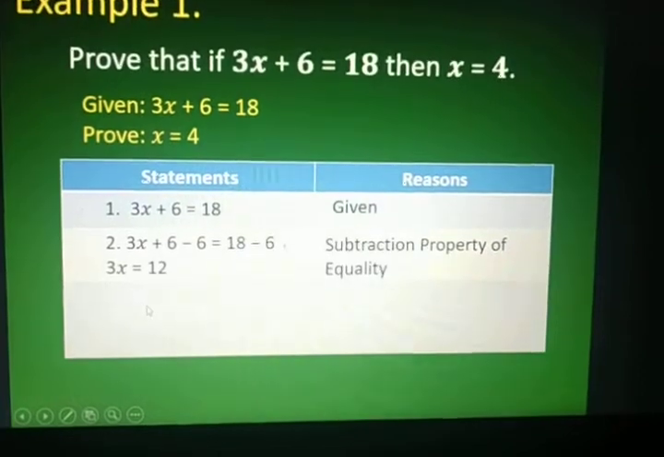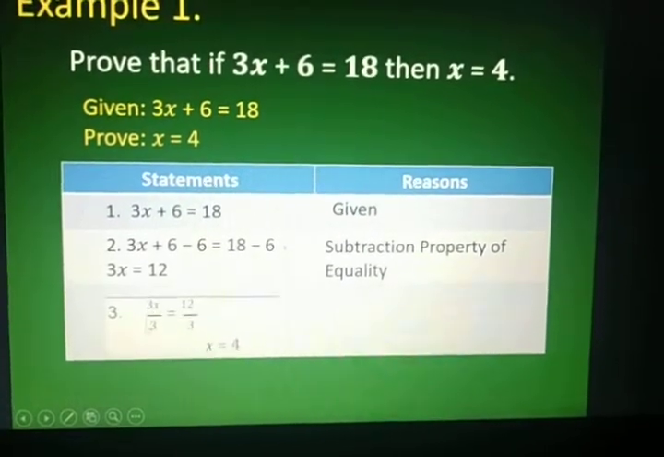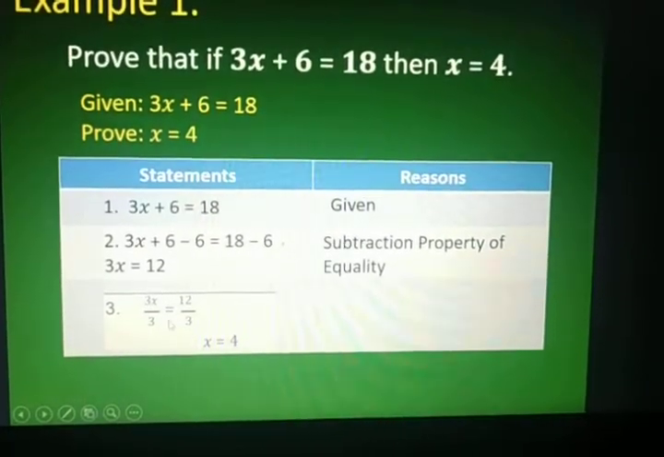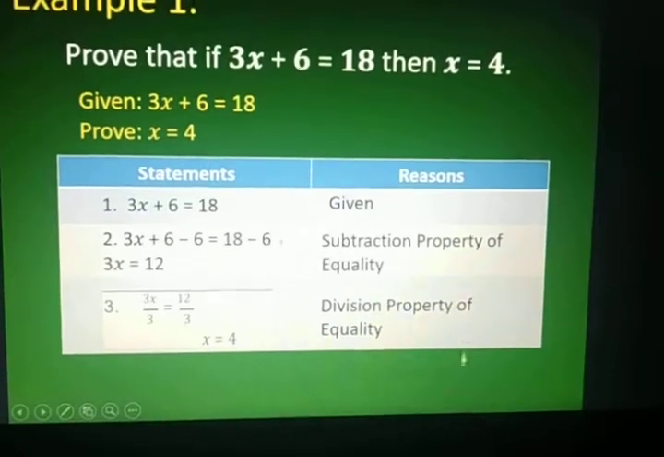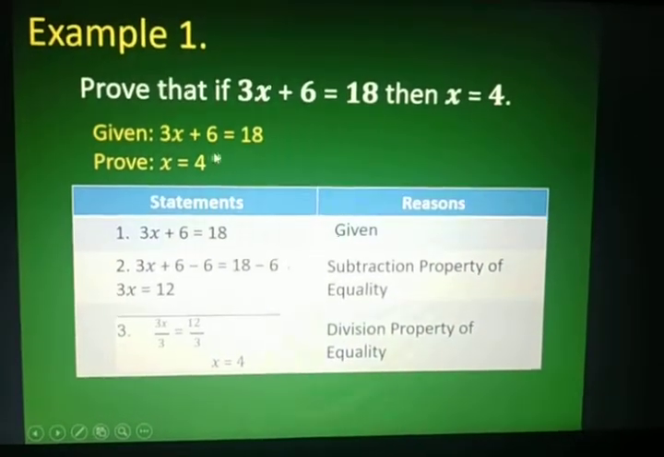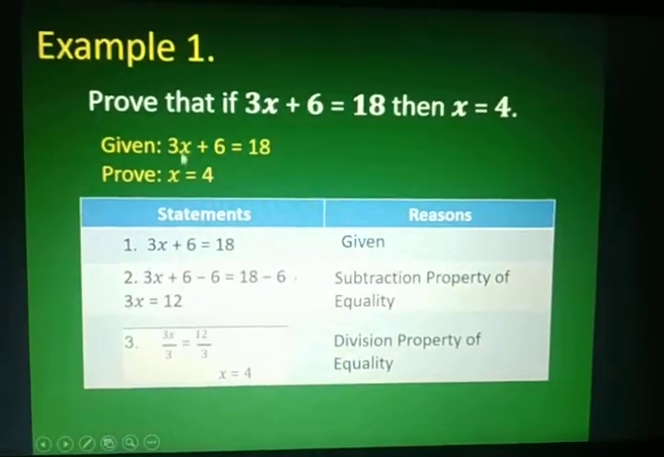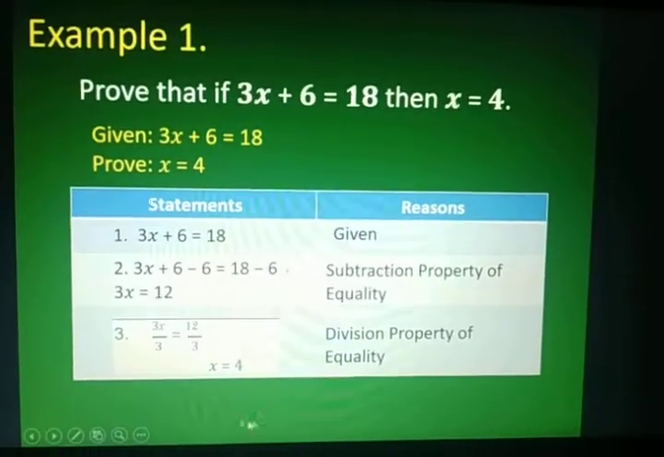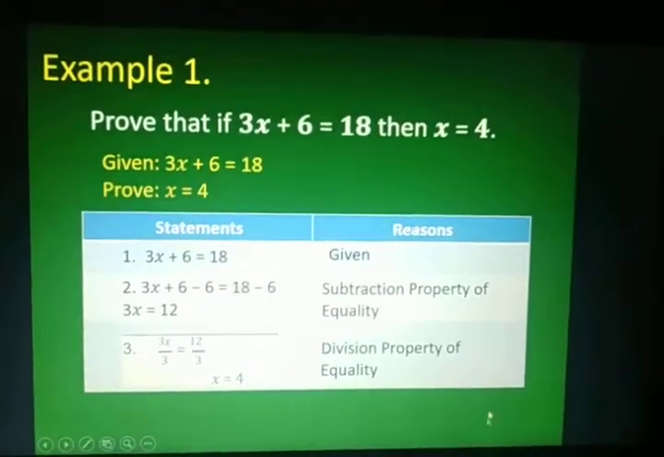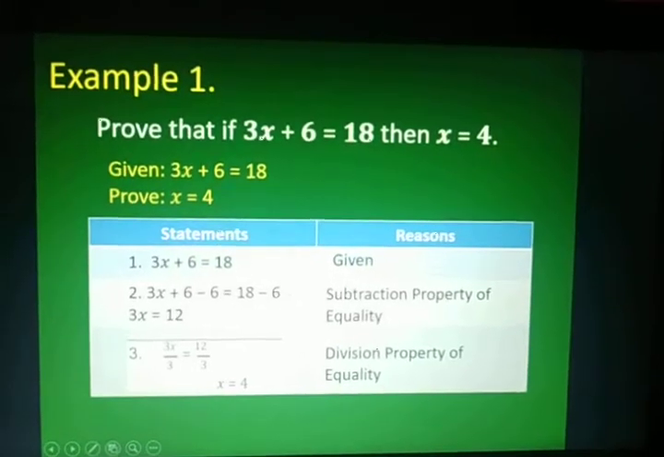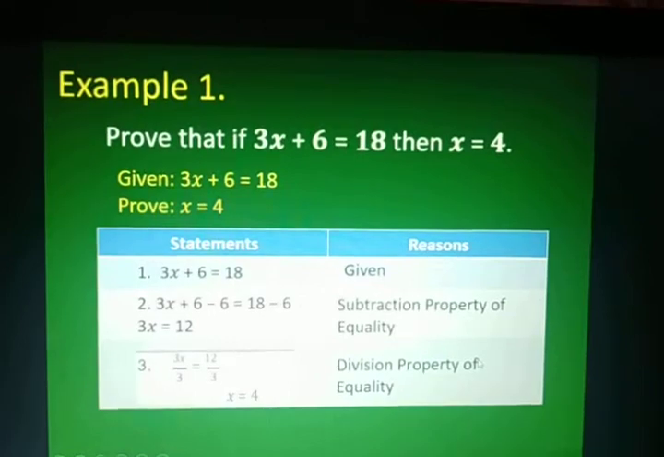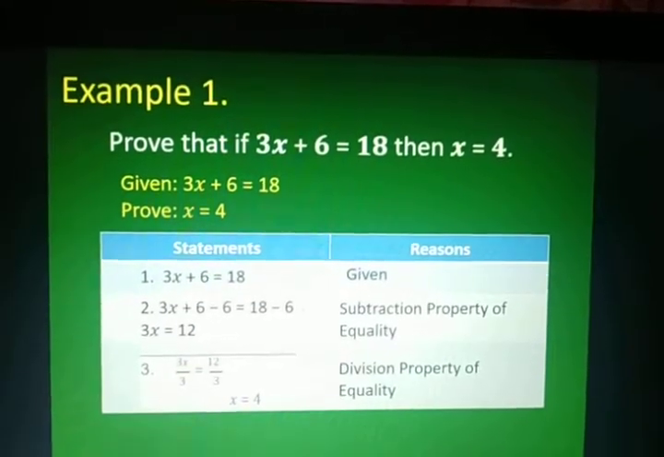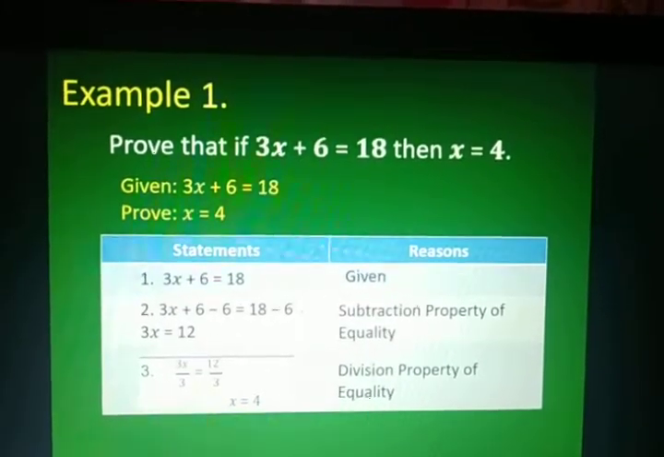Next, 3x equals 12 becomes, divide both sides by 3. Divide both sides by 3. X equals 4. Just solve it. And your reason is, of course, division property of equality. That's it. You showed how 3x plus 6 equals 18 is solved to get x equals 4. There is the process, and the reasons are the step by step process. If you don't understand, repeat and keep watching this video.